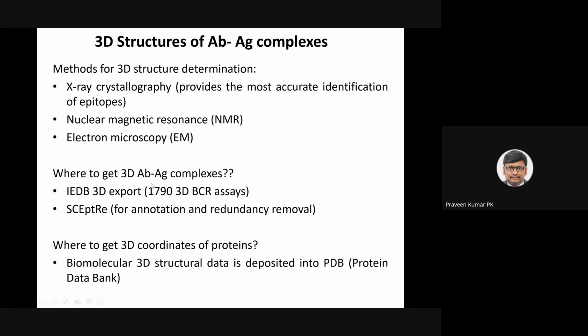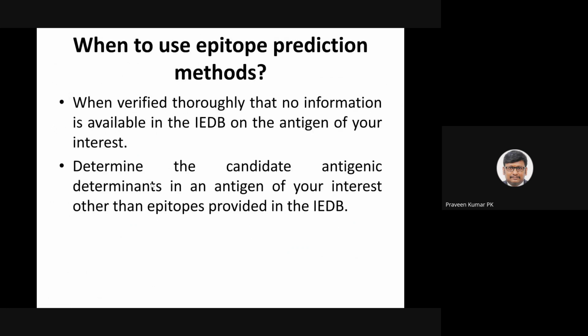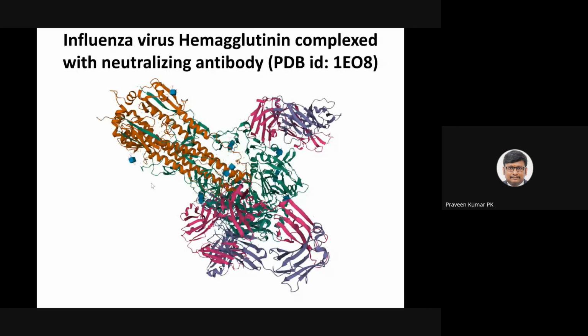Related to this epitopic prediction method, I can take you to an example now: influenza viral hemagglutinin complex with neutralizing antibody. There are actually two types of protein molecules in this PDB ID. One is a surface protein of the influenza virus, hemagglutinin, with the antibody, which binds to the viral surface protein and can kill the virus. That is what I mentioned as a neutralizing antibody.